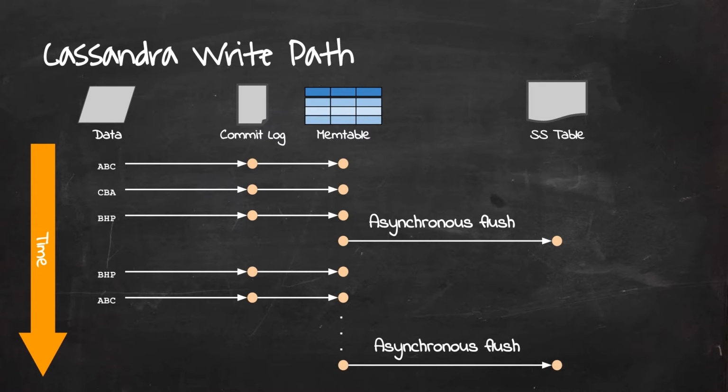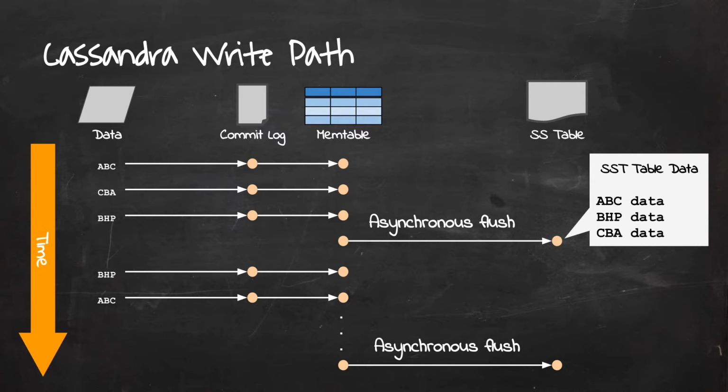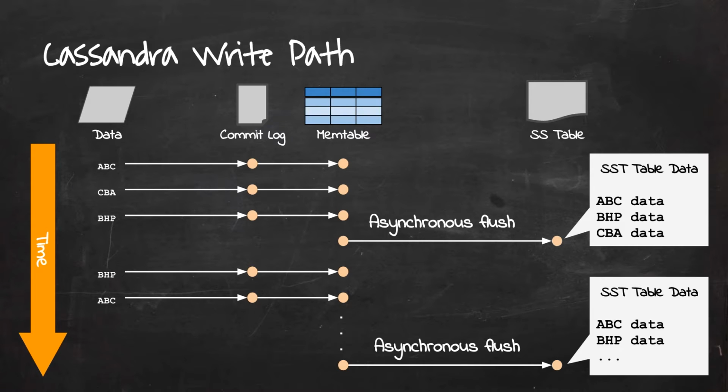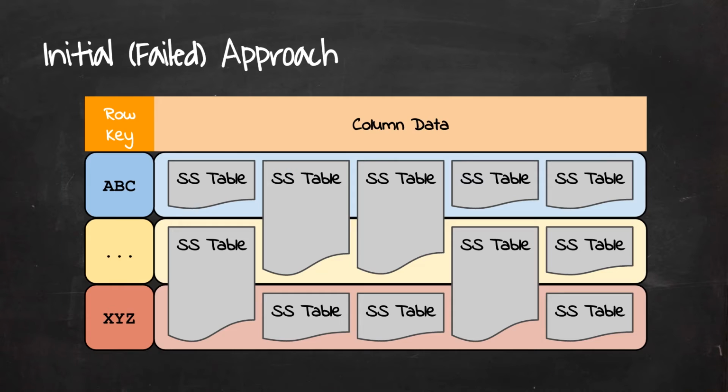The thing I want to point out, though, is when those SS tables were being written with that data, the first SS table had instrument BHP, ABC, CBA, right? That's fairly straightforward. The second SS table had ABC and BHP in it. As you can see, instrument data for a particular instrument was being placed into multiple SS tables over time. And as you can imagine, more instrument data is coming in, and it's going into many more different SS tables.